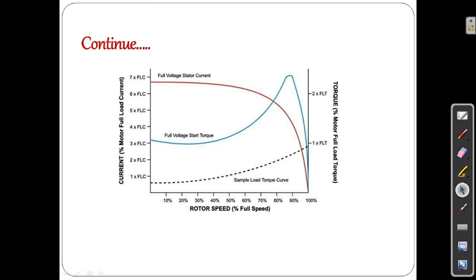This is the graph of the static rotor resistance control method. You will have current and rotor speed like that. This is the full voltage stator current. It has a slight decrease over there, then a sudden decrease. Likewise, the full voltage torque has a sudden increase, then a peak, then a decrease, and then it reaches the full load torque (FLT) value over there.